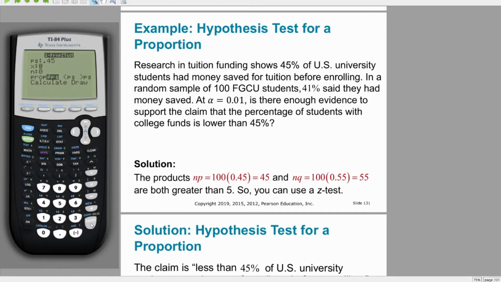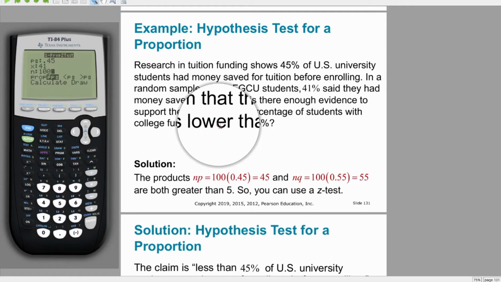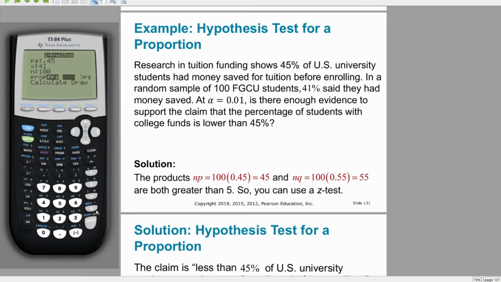Meanwhile, the values from our sample are represented as a number of successes along with a number of trials. Here we had 41% out of 100, so that will be 41 successes in 100 trials. In particular, we are looking to see whether the percentage is lower than that supposed parameter of 45%. So we are going to run a left-tailed test, select the left-tailed option, and then calculate.